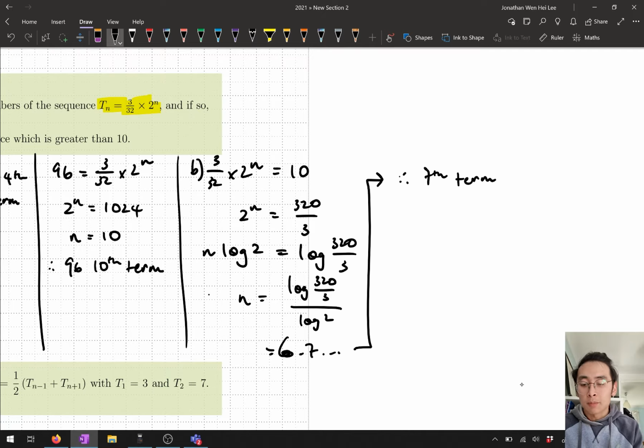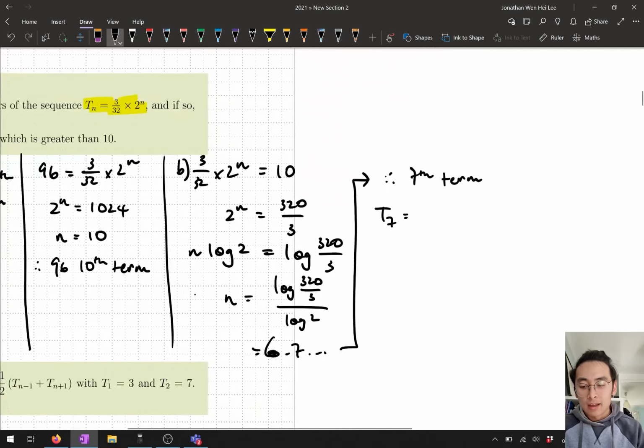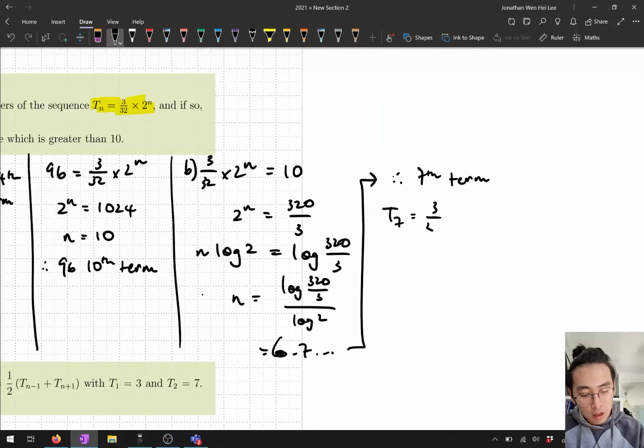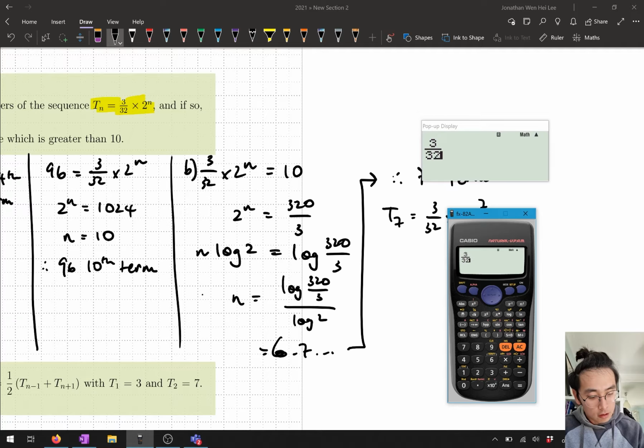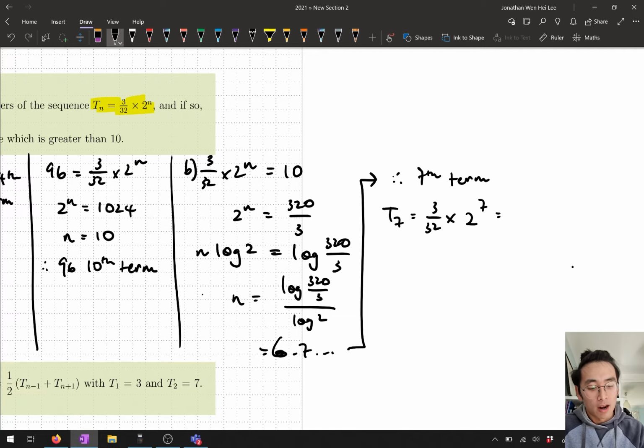Now we can check this. We can sub in. We can find T of 7 and check that that is greater than 10. So if you have a look at the rule, I have 3 over 32 times 2 to the power 7. Let's just chuck that in my calculator. Let's check that it's greater than 10. And that is indeed greater than 10. We've got 12. But if I put in 6, look at this, I have 6, and that's less than 10. And so that's not quite right. And so this is 12, which is greater than 10.